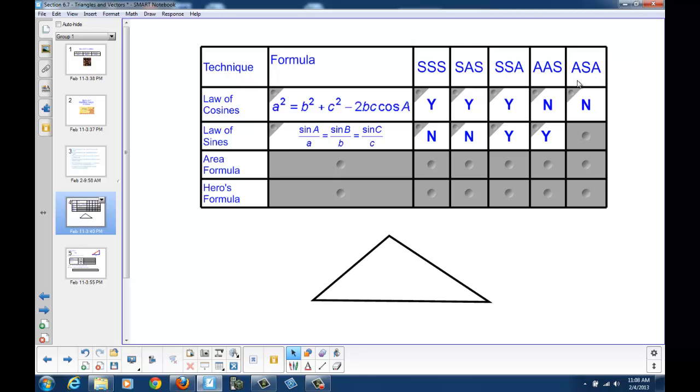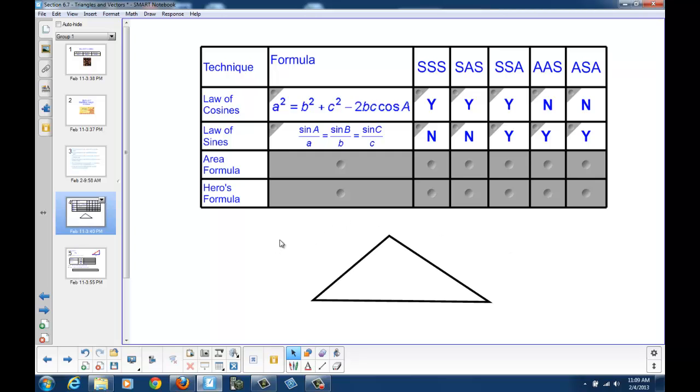Now ASA, here we have two angles, this angle here and this angle here, and the side in between them. So at first glance, we don't have an opportunity to create a ratio with an angle and its opposite side. But since we have two of the angles, we can very quickly solve for the third angle, because all three angles have to add up to 180. And then we do have the ratio of a side and its opposite angle, so we could use the law of sines after that initial calculation.